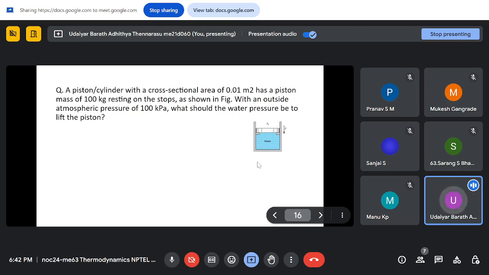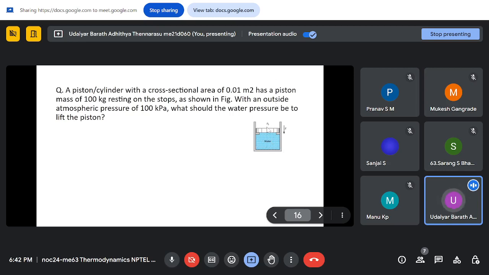If we consider this example, you have a piston cylinder and water. The water is exerting a pressure. If the pressure is above a certain value, it will lift the piston. To lift it you need a force, which will be P times A. So you need to find out that pressure to lift the piston.